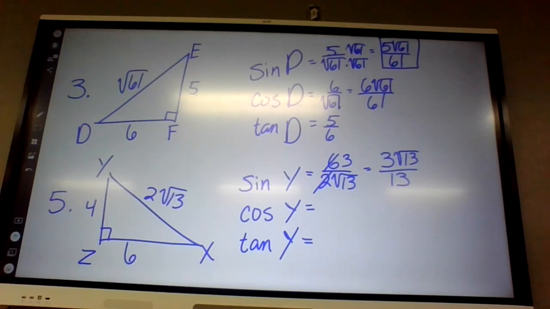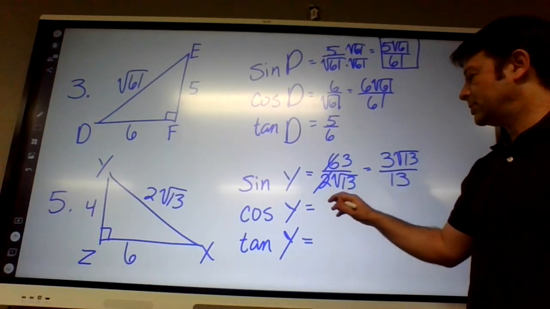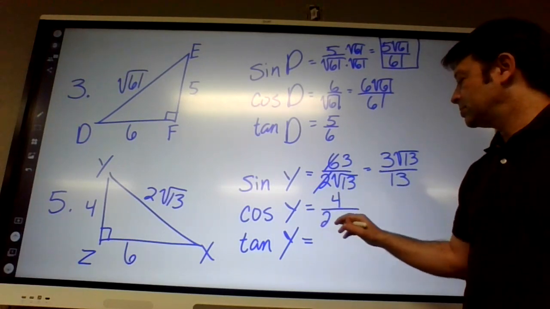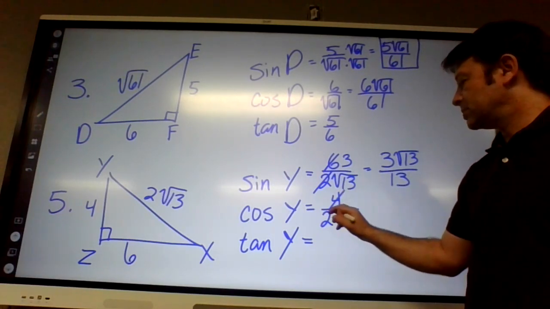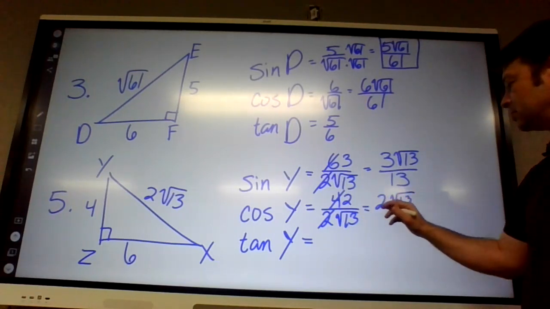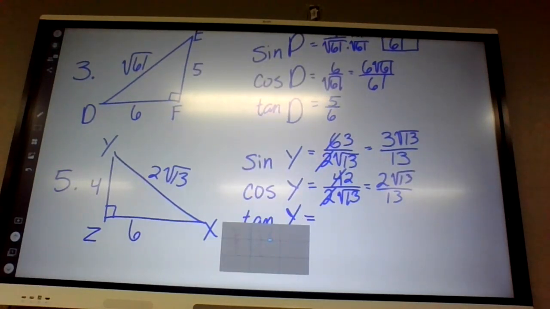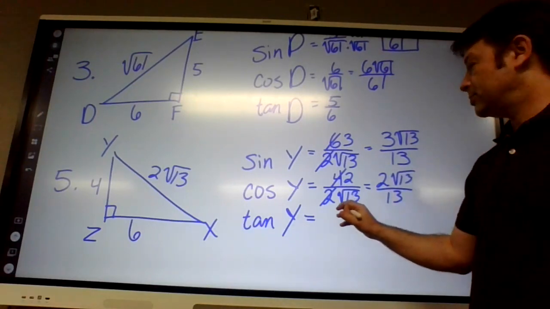All right, Xander, cosine of Y. It's adjacent to Y. So 4. And what's the hypotenuse? 2 square root of 13. So that's going to reduce to 2 square root of 13 over 13. All right, Kyle, tangent of Y. So that one was opposite over adjacent. What's opposite of Y? 6. And what's adjacent?